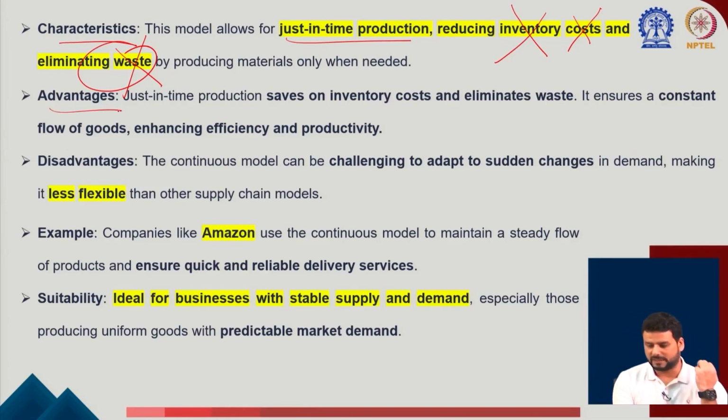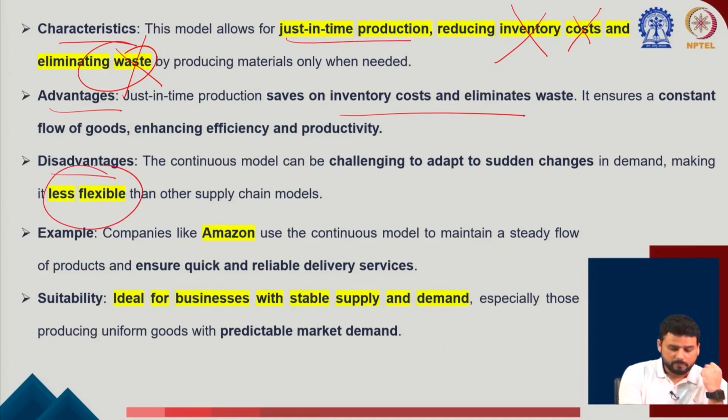Advantages, all those advantages: we can minimize the cost, we can be more efficient in that way, productivity will be improved, right. Disadvantages, the basic disadvantage of a continuous system is that it is less flexible, because we are not considering the dynamism of the environment, because it is a continuous model, and any major disruption will sometimes interrupt the supplies, and sometimes interrupt the demand, right.